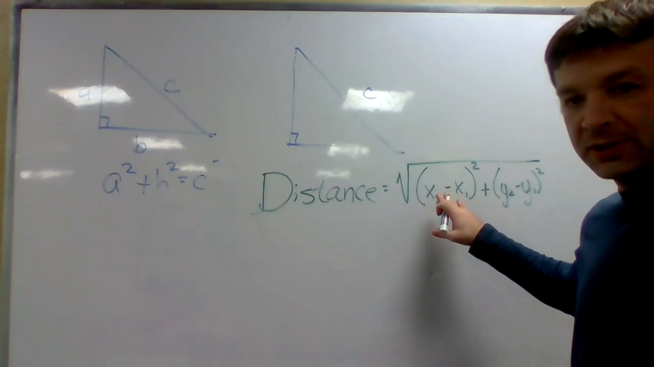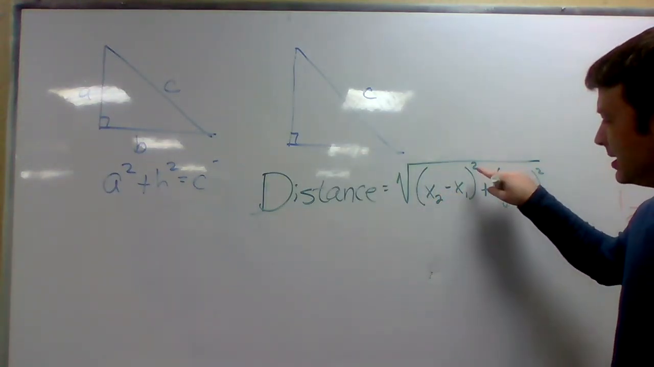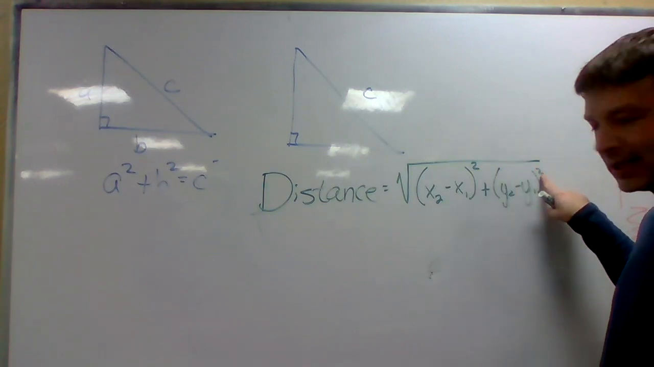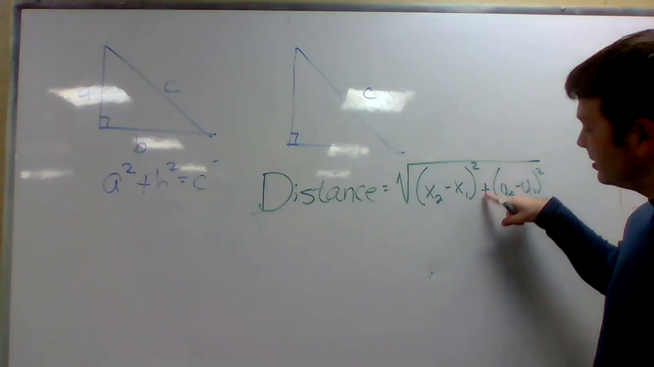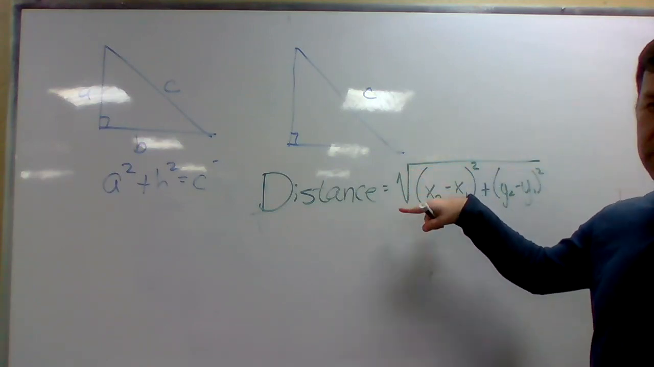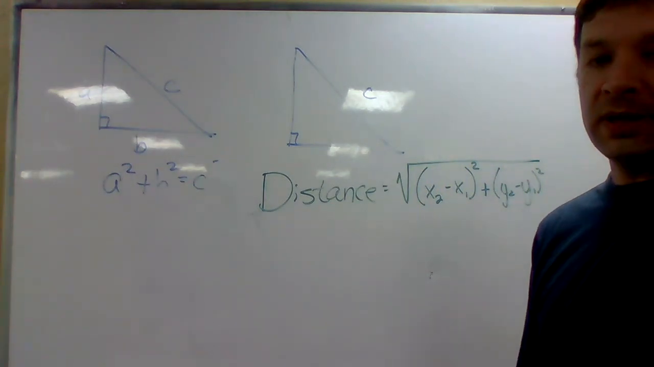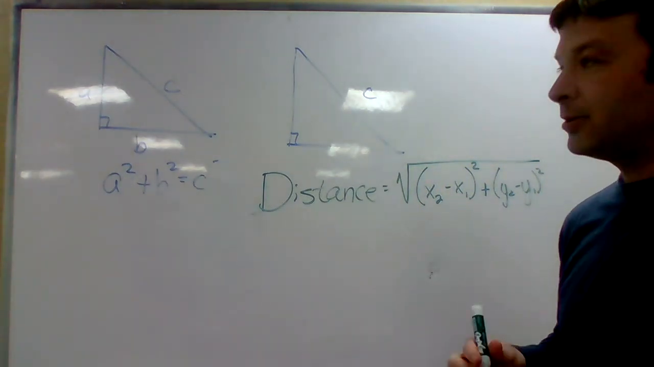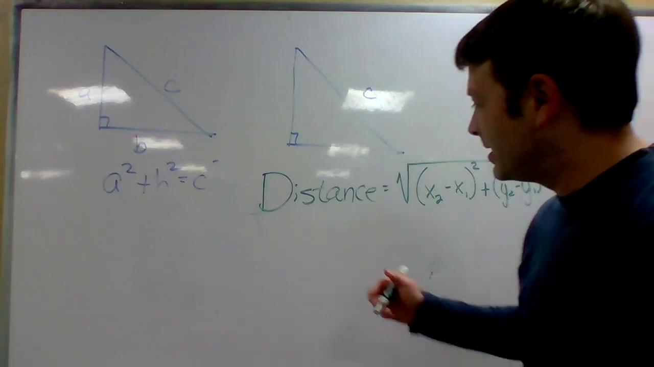Remember, order of operations: parentheses is first, exponents is next, and then we're going to add, and then all of that is under the square root. Some people like to forget that, but you need to take the square root at the very end, because everything under the square root has to be square rooted, not a real word. Okay.